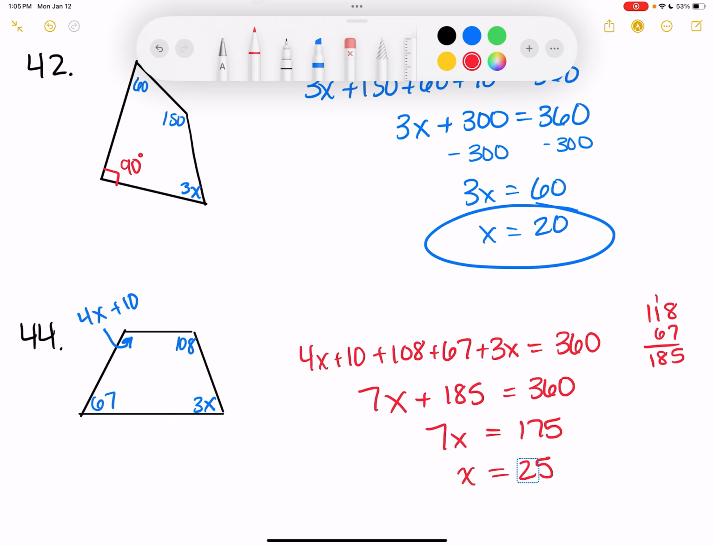So x equals 25. Now, if they asked us to actually solve what the angles are rather than just solve for x, we would just take that and plug it back in. But these ones aren't asking us for that. They're just asking us to solve for x. So it would be like 4 times 25 plus 10, and then 3 times 25 for the other one.